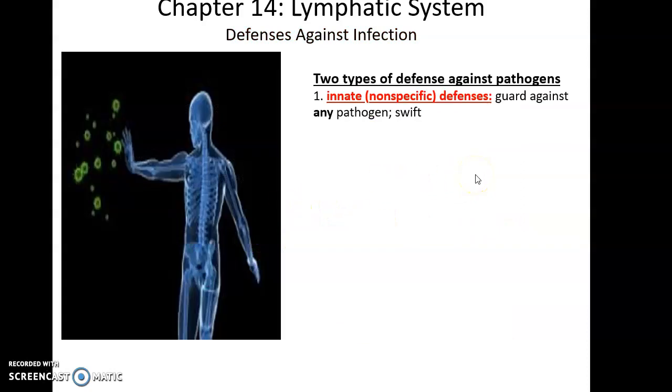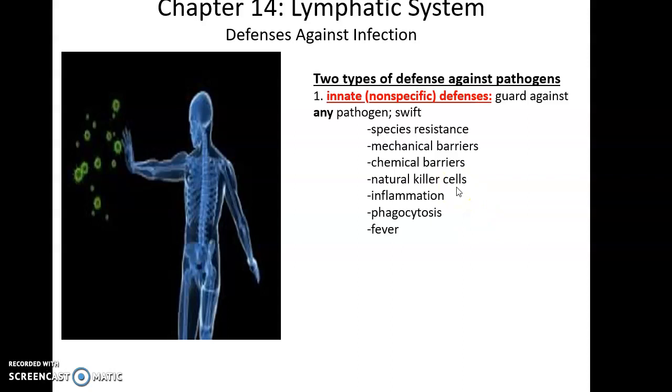So we have two types of defenses, two big category types of defenses. We have innate defenses, also known as non-specific defenses. They can guard against most any pathogen. They are always present. They can act quickly. But again, they are non-specific. They include species resistance, mechanical barriers, chemical barriers, natural killer cells, inflammation, phagocytosis, and fever.